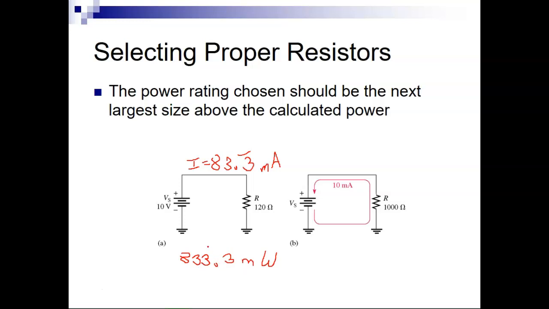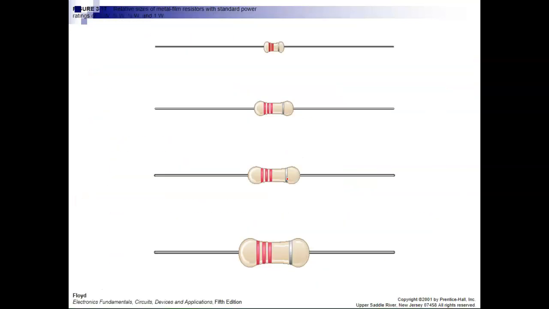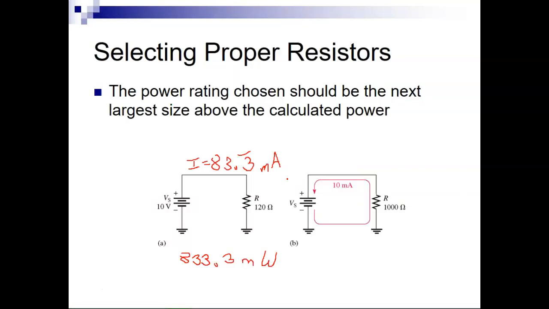All right, so decision time comes up here. We already know the general power ratings. Let me get back to that right now. So would an eighth of a watt work here? 0.125? Nope. Would a half watt? So I would have to go up to a 1 watt resistor to be able to sufficiently work with this resistor, with this power rating. Okay.